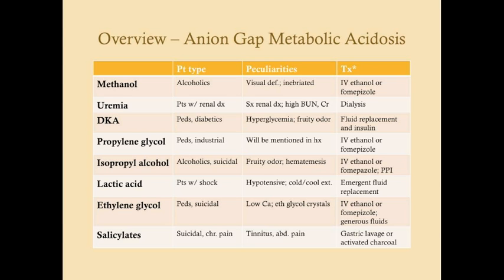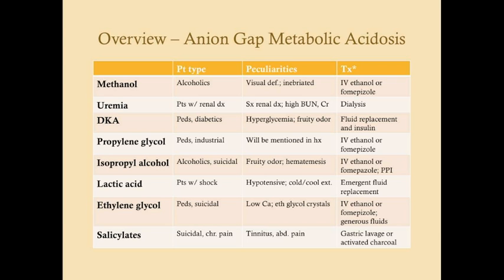DKA is going to be in pediatrics. Diabetics, it could also be in adults, but it's more common to happen in pediatrics. Peculiarities are going to be hyperglycemia and a fruity odor on their breath. Treatment here is generous fluid replacement and then your fast-acting insulin.